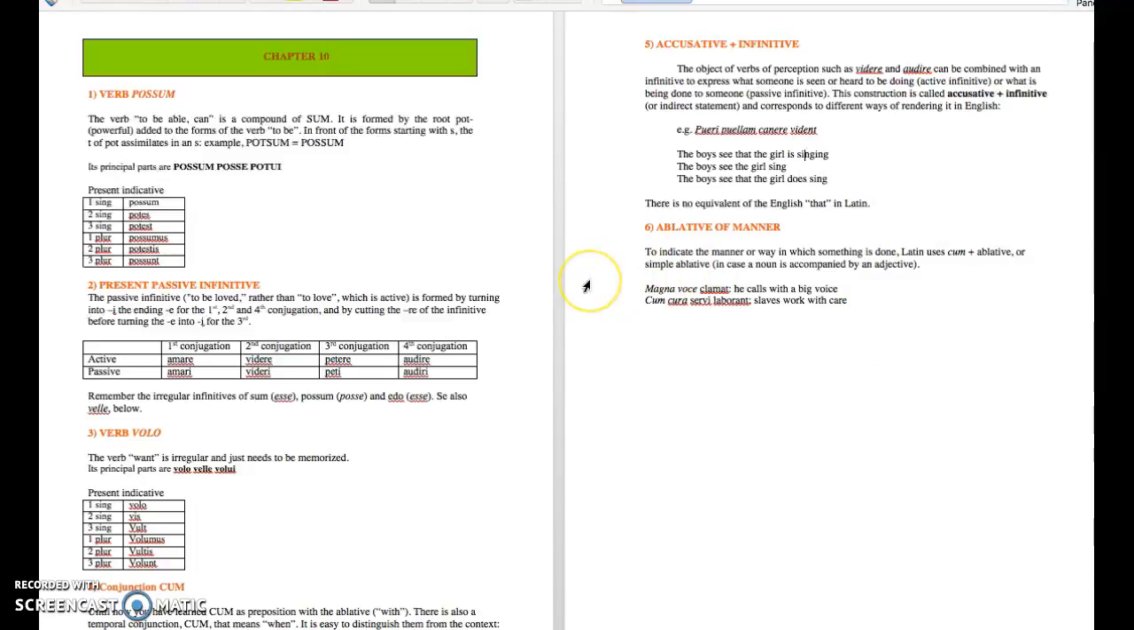Then there is the so-called ablative of manner, that is, the ablative that expresses the way in which something is done. For example, magna voce clamat, he calls with a big voice, or the slaves work with care, servi laborant cum cura. Okay, Latin sometimes uses a simple ablative, especially when there is an adjective, or an ablative preceded by cum, to express this.